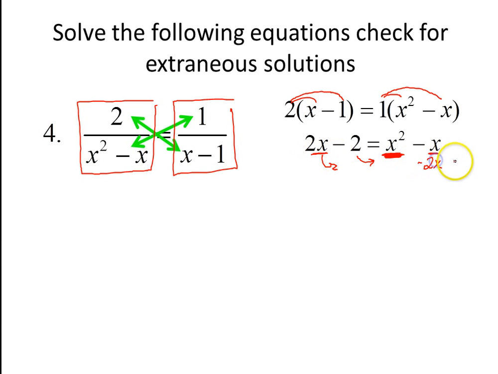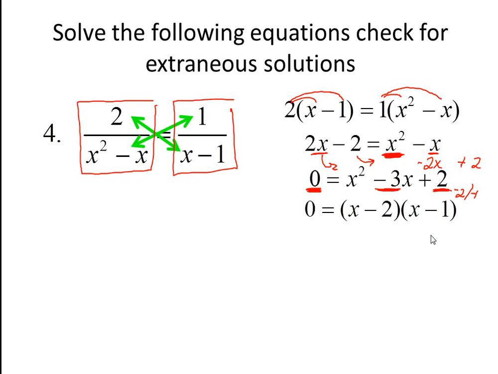So I need to subtract 2x and I need to add 2 to bring these over. So I have x squared, negative x minus 2x is negative 3x. Add that 2, so plus 2. Now that I've got it equal to 0, now I can factor. What multiplies to 2 and adds to negative 3? 2 and 1, that'll give you 3. But how do I get a negative 3? They both need to be negative. So x minus 2 and x minus 1. Now these are my factors, so what are my answers? Positive 2 and positive 1.